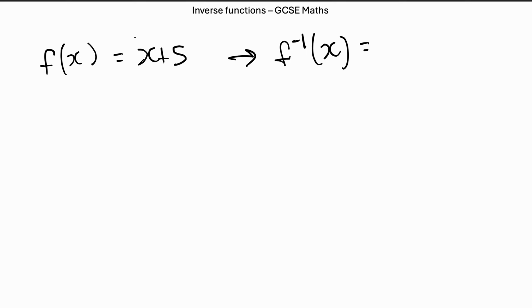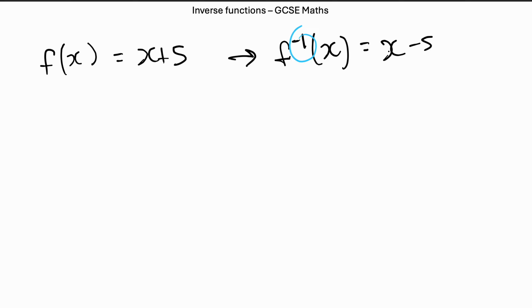Inverse functions is basically the opposite of functions. So if I briefly explain what it is, say f(x) is equal to x plus 5, then f to the power of negative 1 of x is called the inverse. This minus sign specifically shows us that it's the inverse. This will have to be x minus 5.